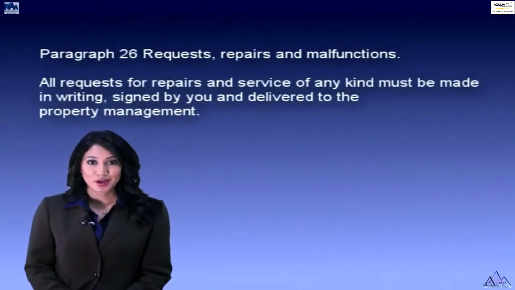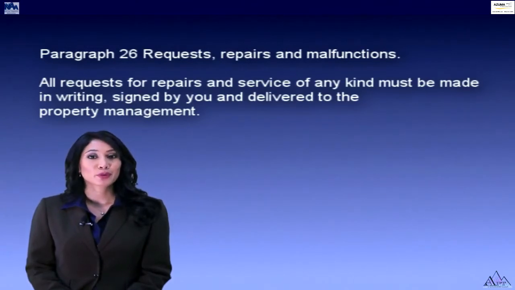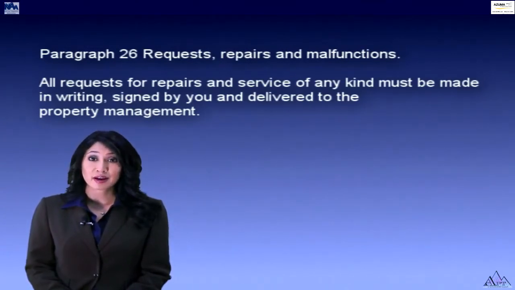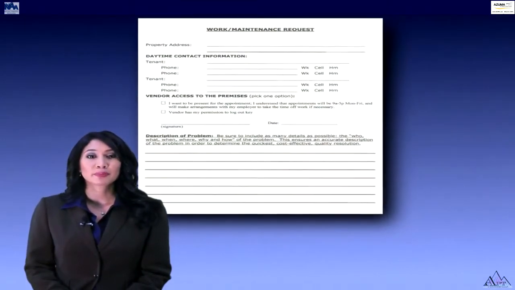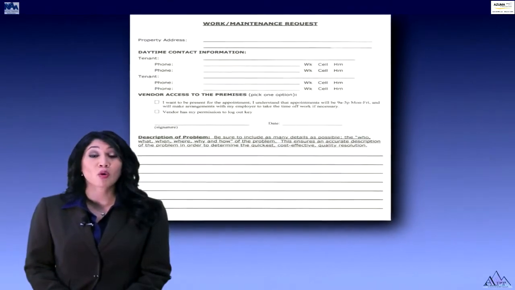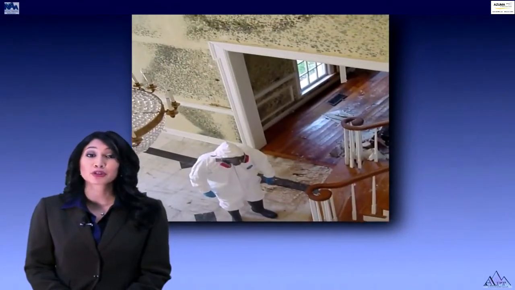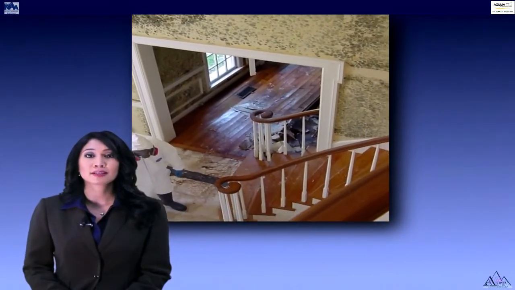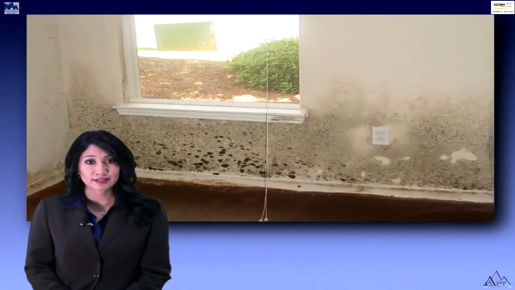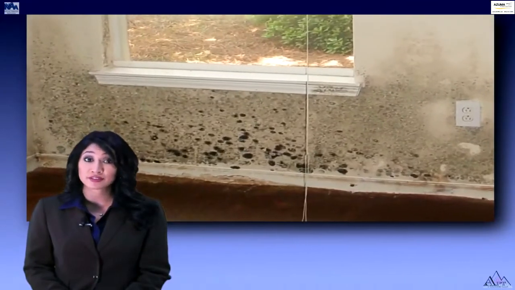Paragraph 26, Requests, Repairs, and Malfunctions. All requests for repairs and service of any kind must be made in writing, signed by you, and delivered to the property management. You are required to promptly notify the management in writing about water leaks, mold, electrical problems, broken or missing locks or latches, malfunctioning lights, or any other conditions that might be a hazard to health or safety.